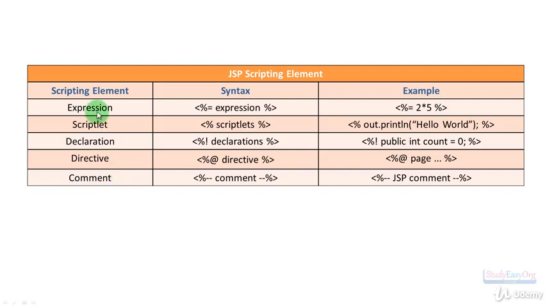The first is the expressions scripting element, and the syntax is we make use of a JSP tag followed by an equals to sign, and we close the JSP tag, and in between these tags we have the expression. The expression is a one-liner statement without a semicolon, and this expression could be any single-liner complete JSP code. So we will check on this.